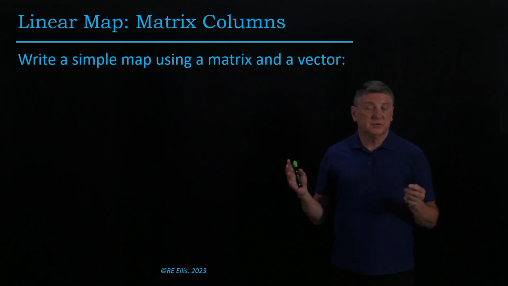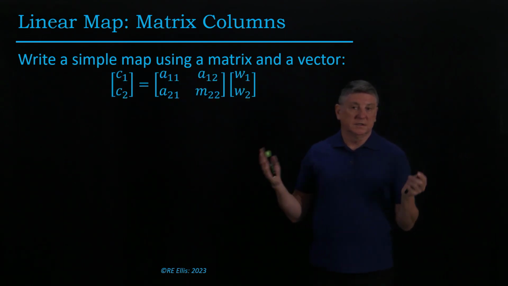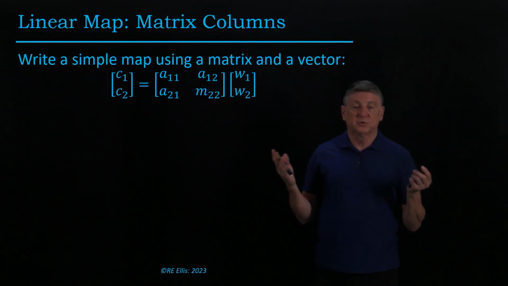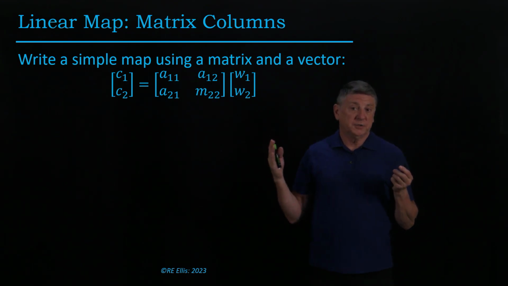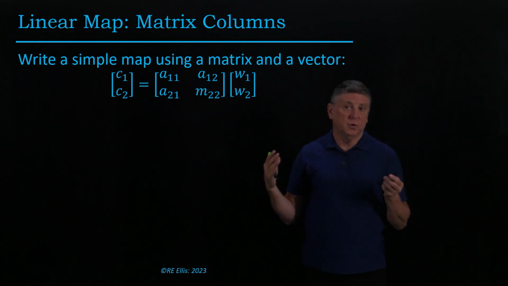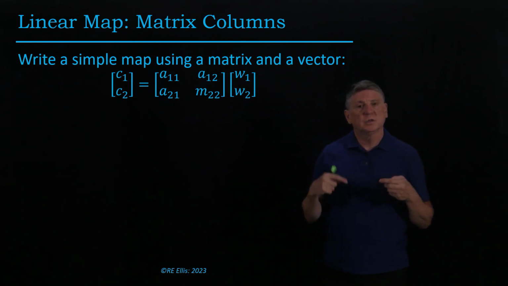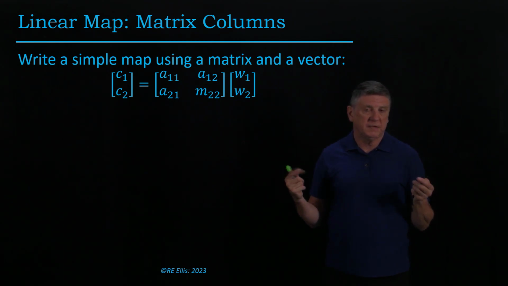Now, let's try writing a simple map using a matrix and a vector. The simplest map that's sort of interesting is a map from size 2 vectors to size 2 vectors, and we already understand from linear algebra that this is also a matrix vector multiplication. Well, let's work out that matrix vector multiplication, and you can use your favorite method.